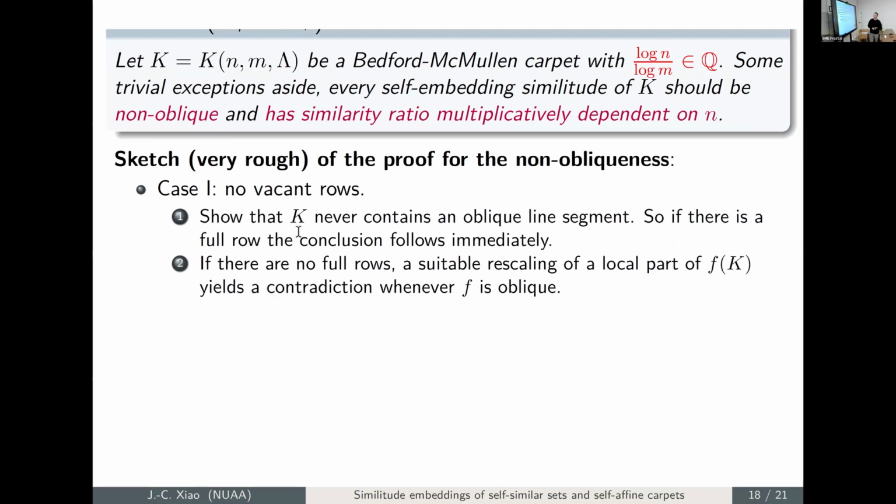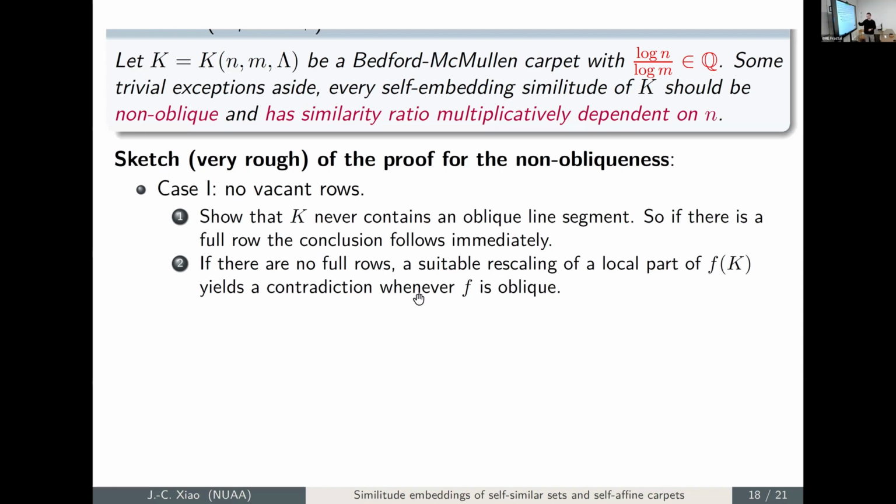In the first step, I show that such a carpet never contains an oblique line segment. This is very strange, because in the self-similar case there are some carpets that contain oblique line segments. But for a self-affine carpet, it never does. So if there is a full row, then the conclusion follows immediately. We can never contain an oblique line, so the carpet never admits an oblique self-embedding. But if there are no full rows, a suitable rescaling of a local part of the embedded image will yield a contradiction whenever the embedding is oblique.